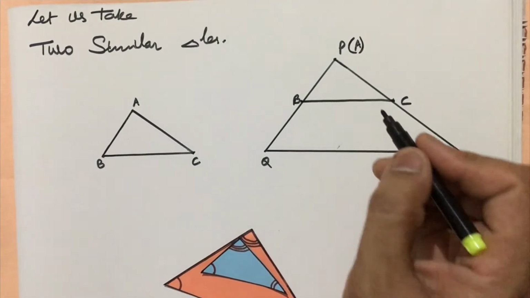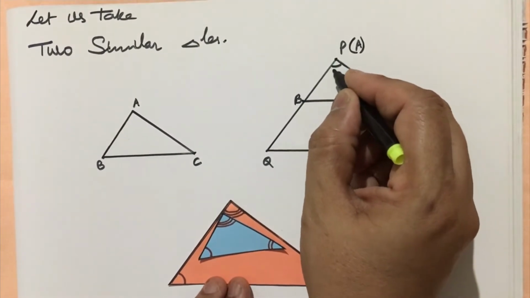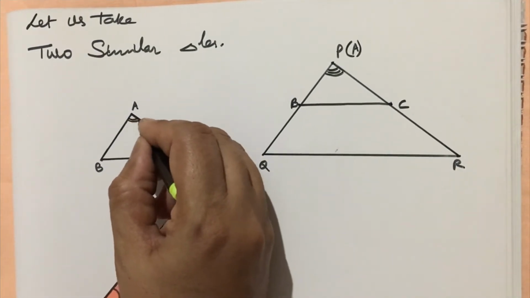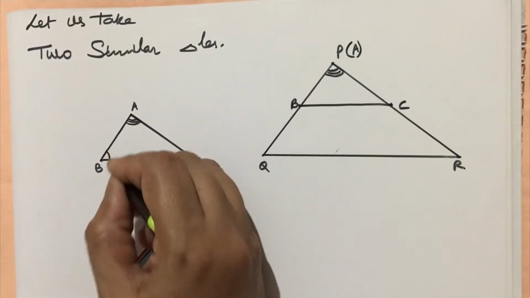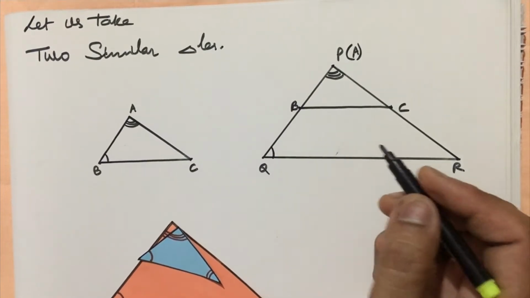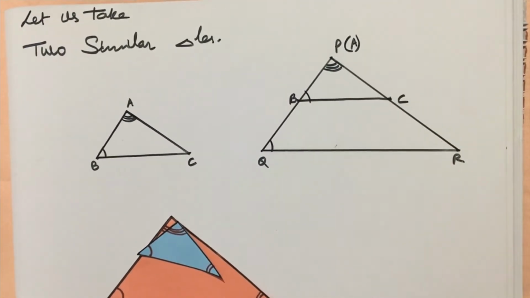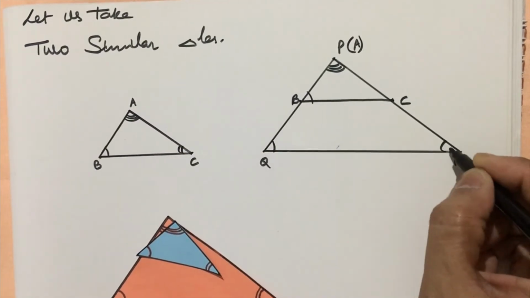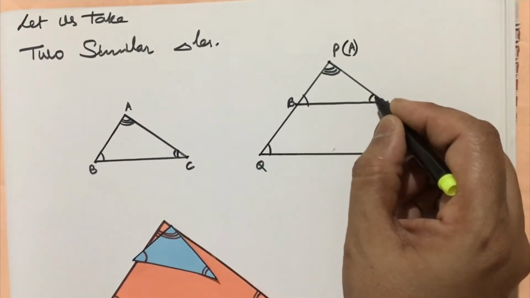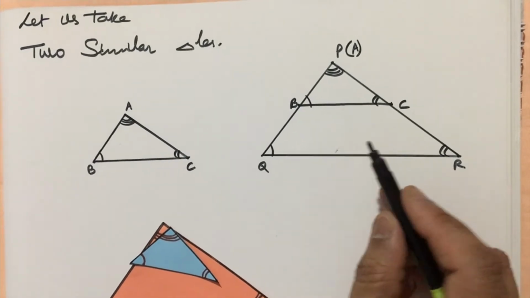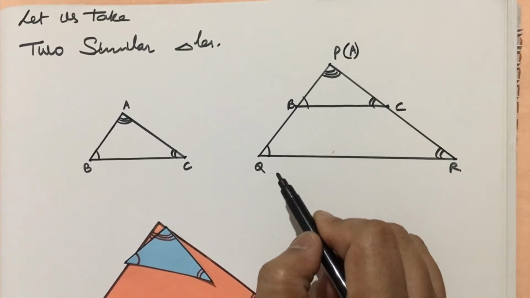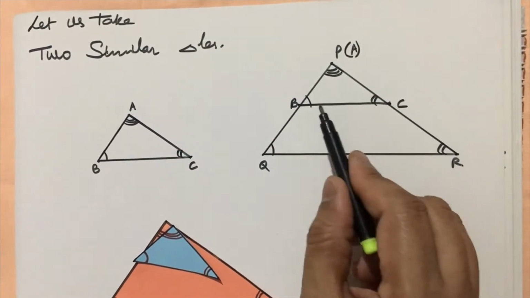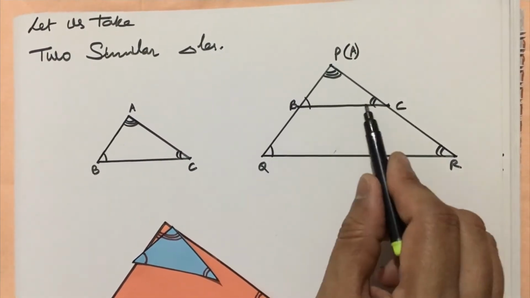Now here you see this is the common angle we have taken, because this angle and this angle are equal, and angle B is equal to angle Q. Here angle B is equal to angle Q, and as well as angle C is equal to angle R. When you look at this figure, angle B is equal to angle Q and angle C is equal to angle R, what can we say? They are the corresponding angles.